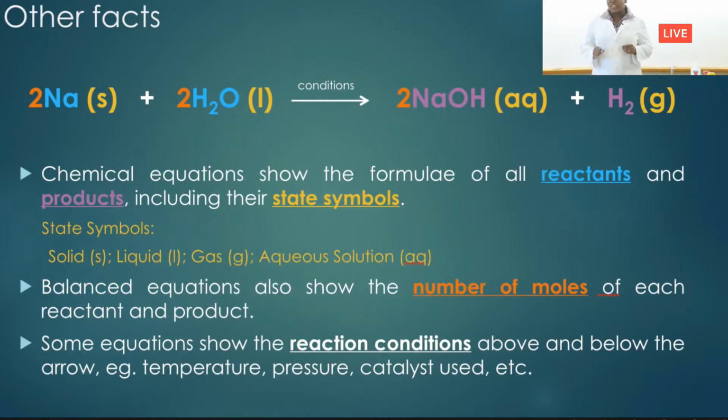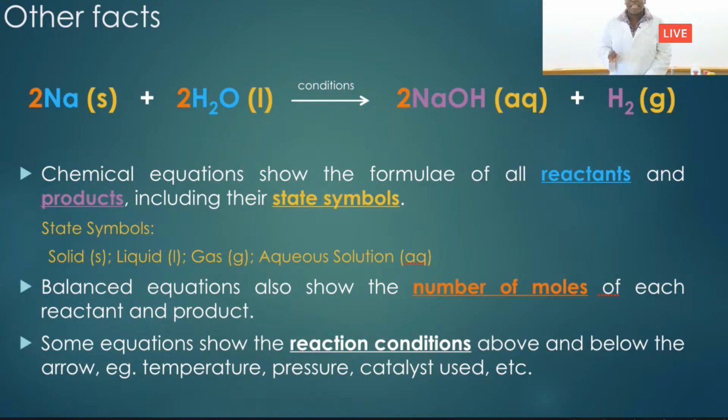What else does an equation show? Look at that colorful equation again. In blue, you will see the reactants. Which side are they on? They're on the left side. In purple, you see the products. In that lovely shade of gold, you see the state symbols. Sodium is solid. Water is a liquid.